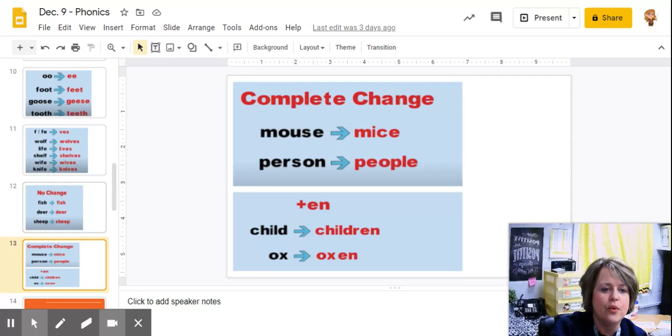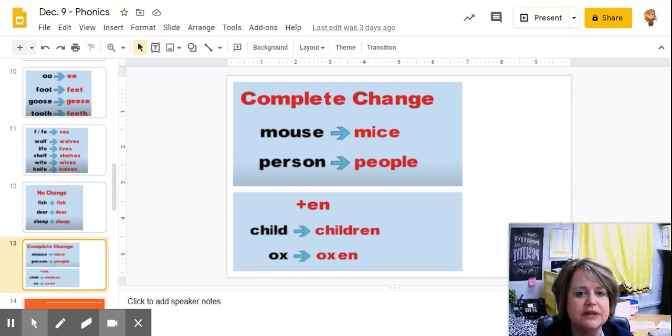If we have one mouse, there are several mice. So we're changing mouse to mice. And you've heard that before. There's one person, but there are several people. Okay, so you're changing person to people. So it's a completely new word, completely new change.